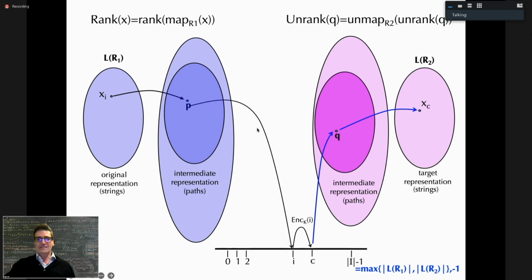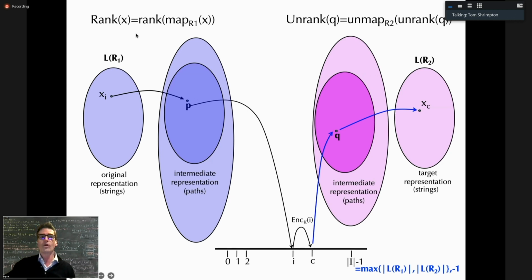More generally, this picture is colorful, maybe a little confusing. You have to remember we had not one regular expression, but two. We had the regular expression that described the plaintext space, and we had the regular expression that described the ciphertext space. So we have to do this twice. We have a map and an unmap for regular expression one, which describes how we go from a plaintext string to a canonical representation in the NFA.